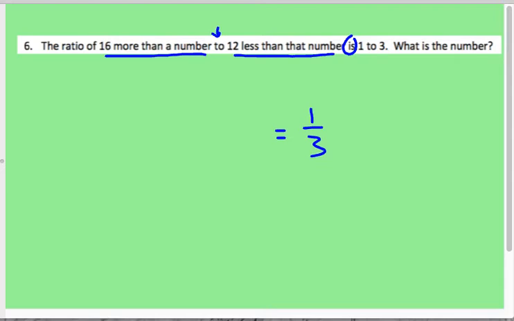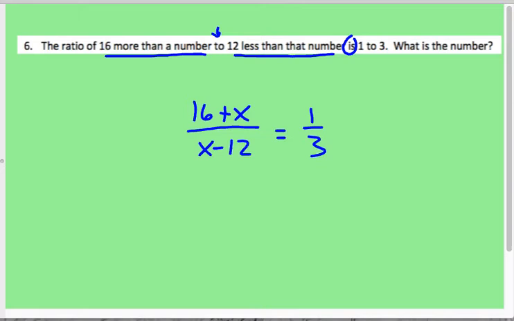Well, 16 more than a number, that's 16 plus x. The 2, that's where the fraction part of it is. Now we have our denominator. 12 less than a number, that means we're subtracting 12 from that same number. And here's our equation. Well, I can't factor anything.